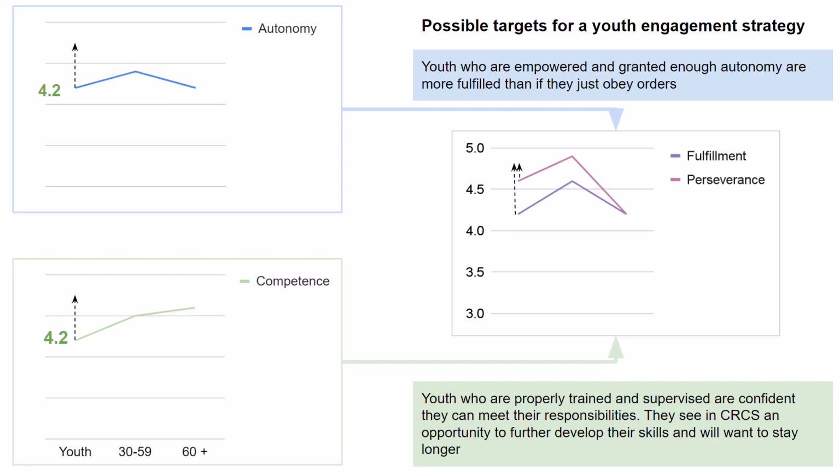And we can even have numerical targets. So in this case, we say, well, let's increase satisfaction in these two needs, autonomy and competence, and why not take it from 4.2 to 4.5. And as a result of improving the levels of autonomy and competence, we should see an improvement in fulfillment and perseverance.